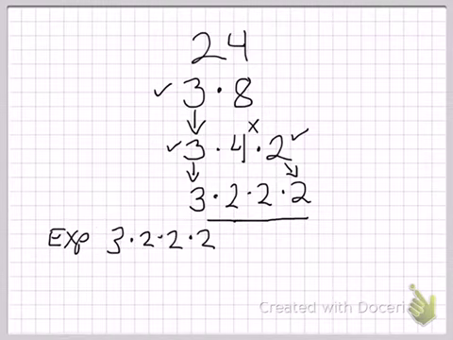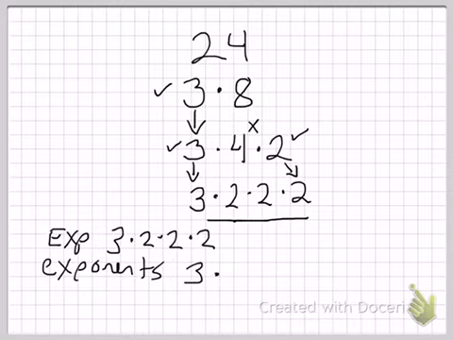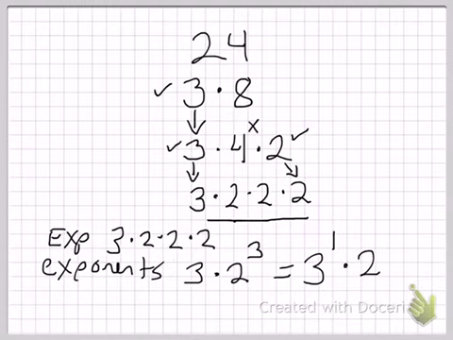And the expression with exponents would be 3 times 2 to the power of 3, because there are 3 2's being multiplied and 1 3. The other answer that I would accept for this is 3 to the power 1 times 2 to the power 3. But this one is an optional one, and that's up to you.